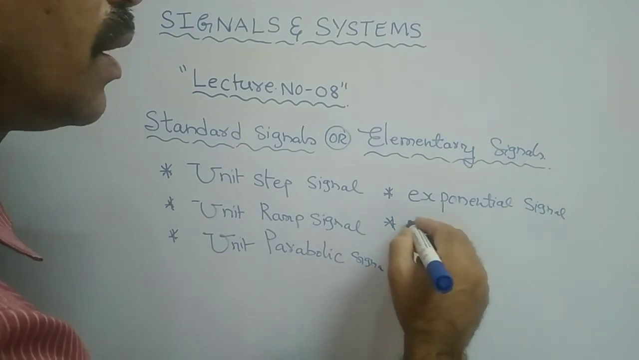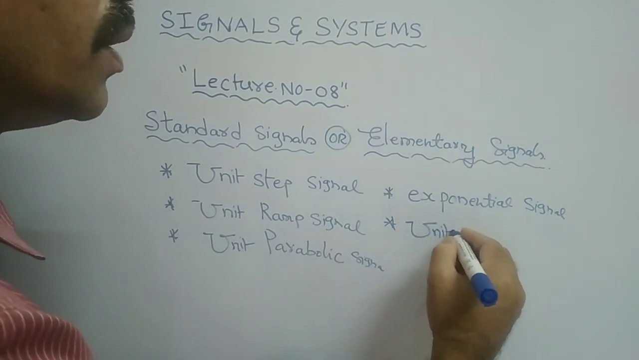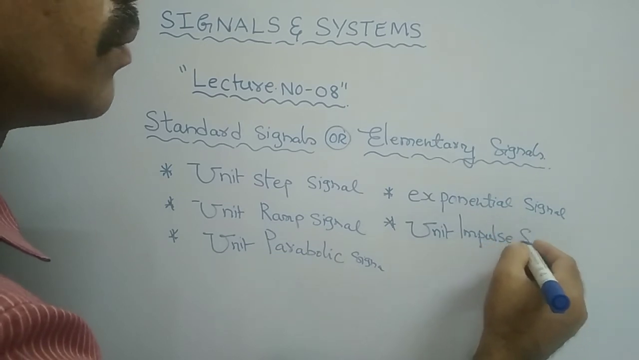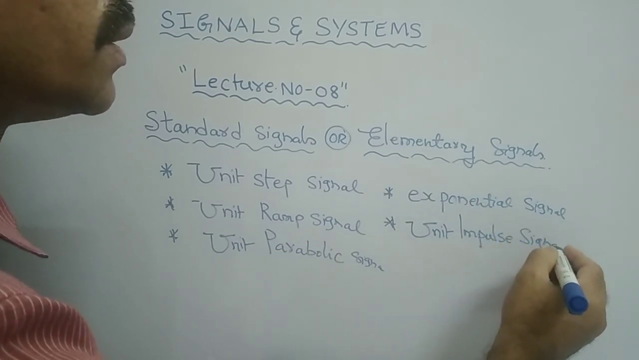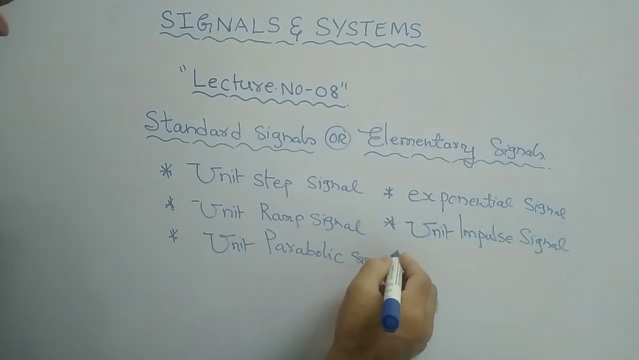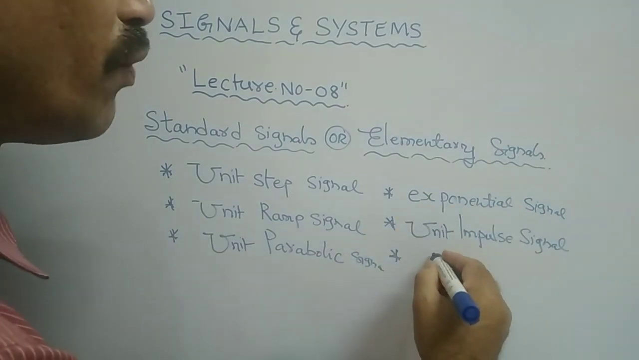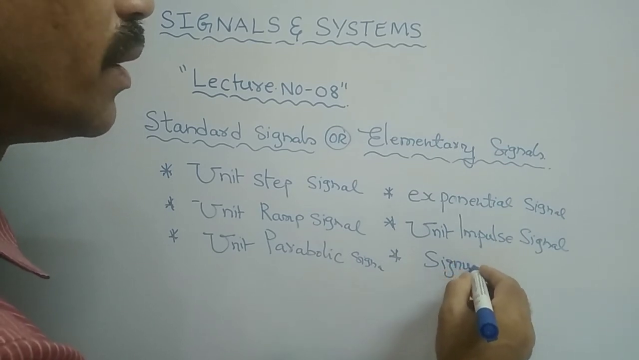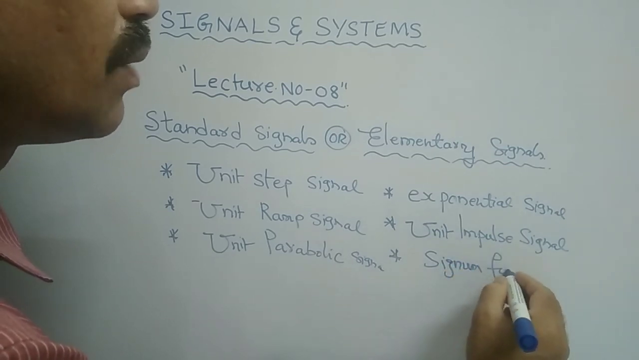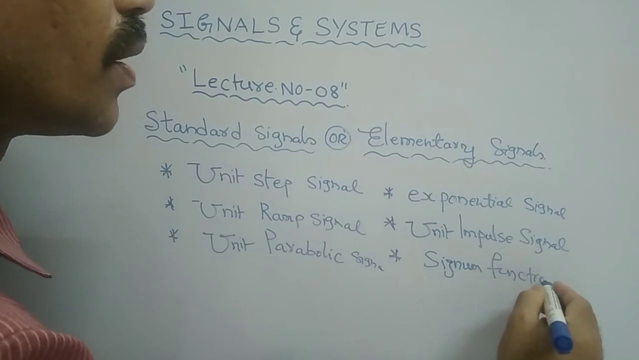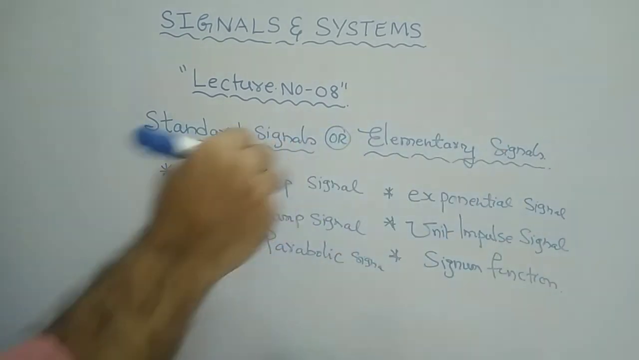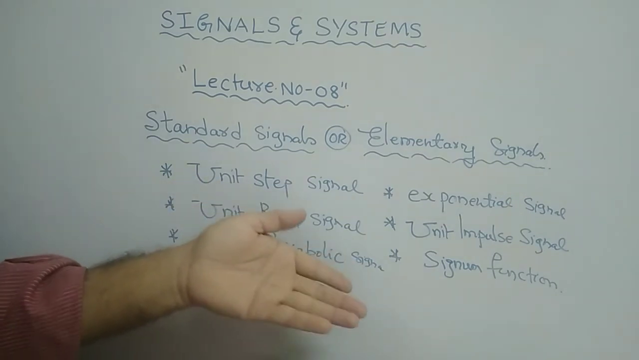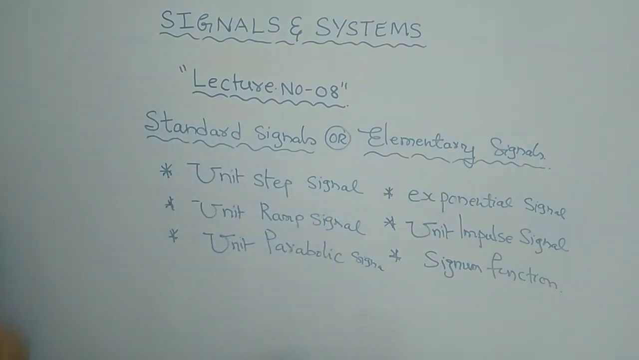Unit impulse, or you can call it simply impulse. Very important signal it is. Then the signum function, or signum signal. These are the basic elementary standard signals we have. Other than this, there are two or three more which are not that important.